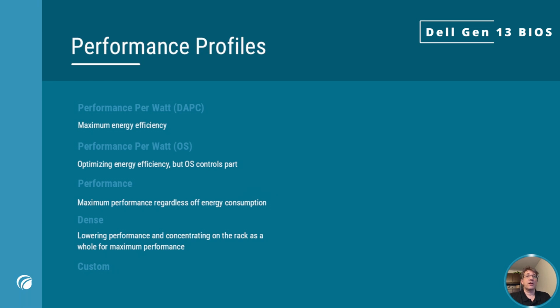The third one is the really performance one. If you have a high performance database or real-time processing system, you will choose that one. The next one is the dense one. If you have a 42U rack filled with those 1U R630 servers and heat and power consumption becomes an issue, you will choose a dense profile. It will lower a little bit of the performance, but it will also lower the heat and the power usage. And the last one is the custom, where you can tweak each of those settings individually.